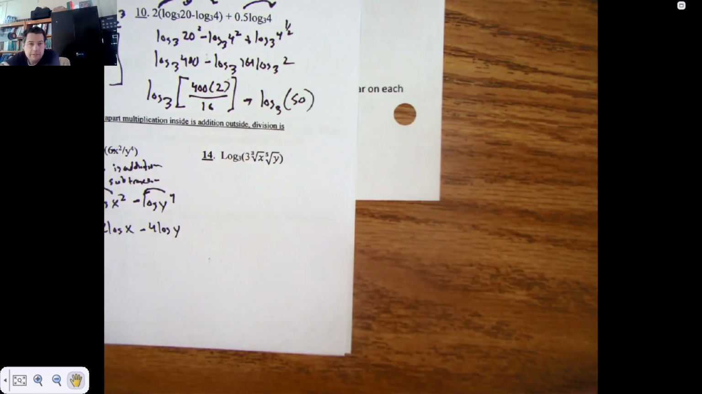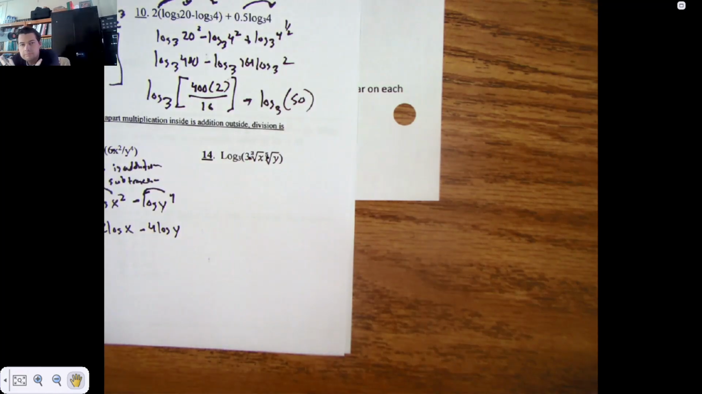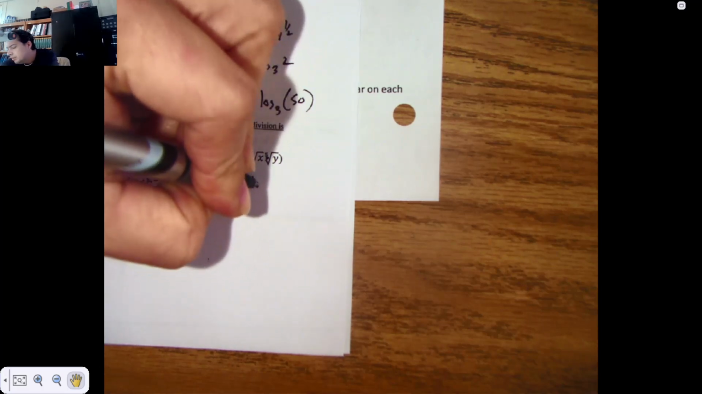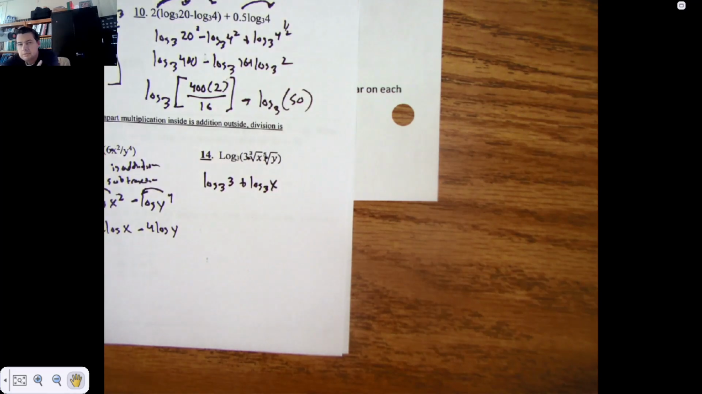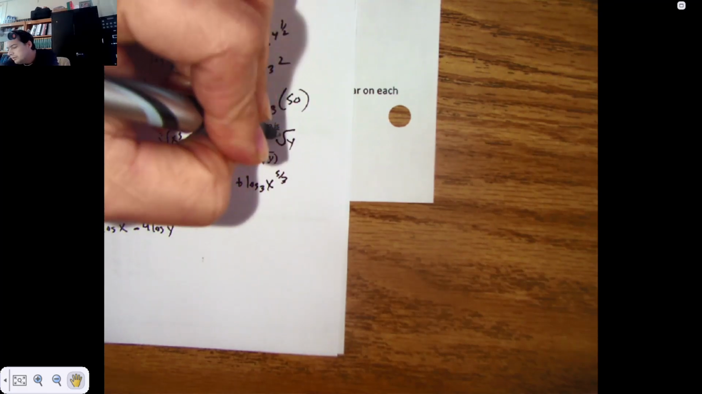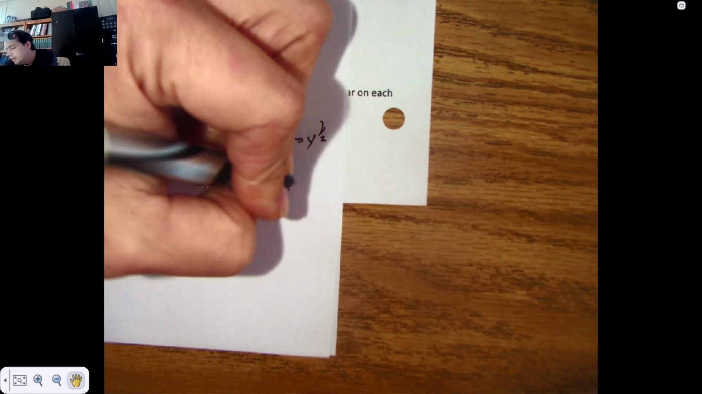14, log base 3 of 3 times the cubic root of x to the 5th times the square root of y. Huh? All right, well, first off, let's just break everything apart. All right? Multiplication is addition. Log base 3 of 3 plus log base 3 of x. And I'm going to do something funky here. If I know my x^(p/r) rule, the power is 5, root is 3. This is to the 5/3. And I talk about square root of y, the understood 2. This is y to the 1/2. So plus log base 3 of y to the 1/2.